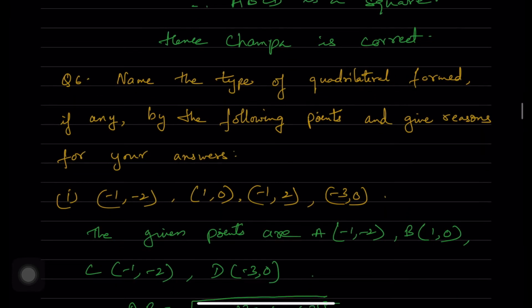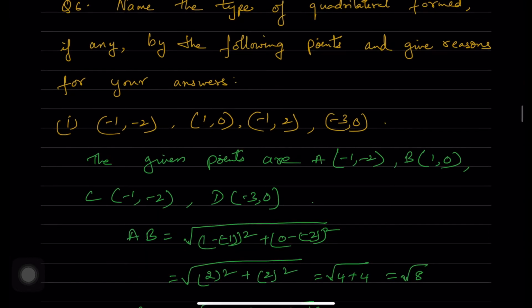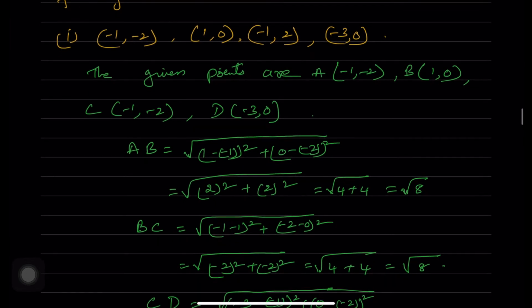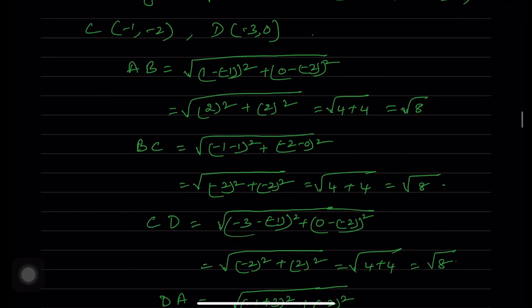Now going to the sixth one: name the type of quadrilateral formed, if any, by the following points and give reasons for your answers. (-1, -2), (1, 0), (-1, 2), (-3, 0). The given points are A (-1, -2), B (1, 0), C (-1, 2), D (-3, 0). So what is AB? We'll find out the distance. The first point is (1 minus of -1) whole square plus (0 minus of -2) whole square. So you're getting it as 2 square plus 2 square, that is under root, that is root 8. It is nothing but 2 root 2, but we have just kept it as root 8 now.